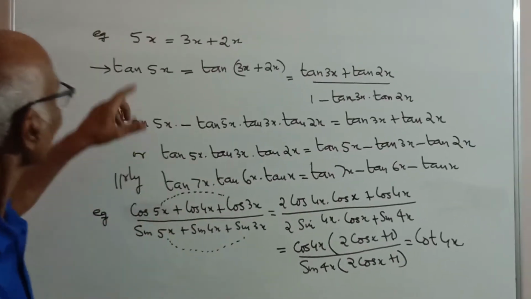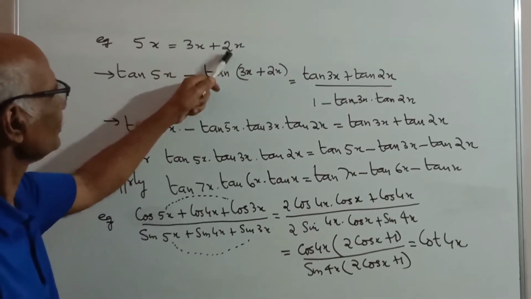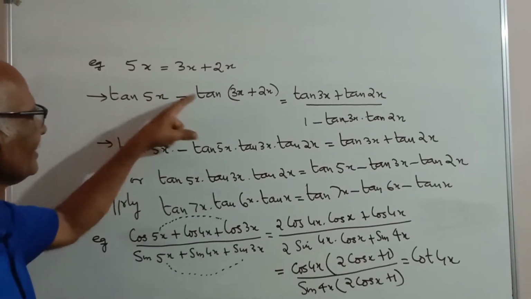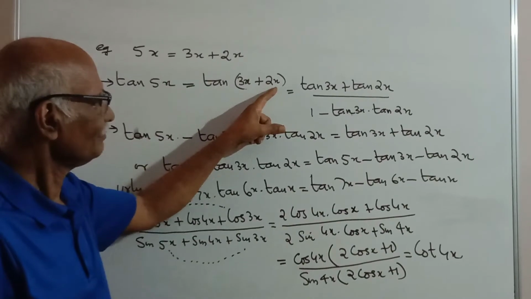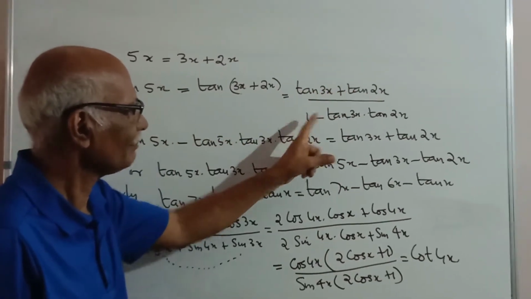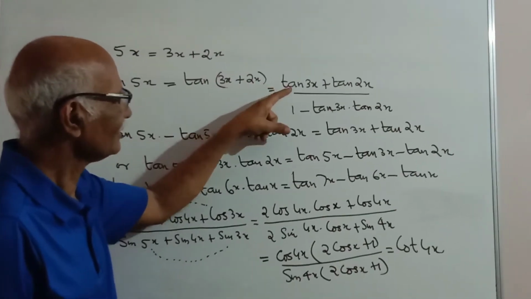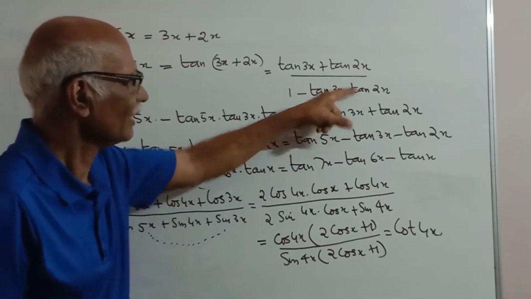Now we consider an idea. 5x is 3x plus 2x. If you take tan on both sides, tan 5x is tan of 3x plus 2x. Tan of alpha plus beta is tan alpha plus tan beta by 1 minus tan alpha tan beta. So tan of 3x plus 2x is tan 3x plus tan 2x by 1 minus tan 3x into tan 2x.